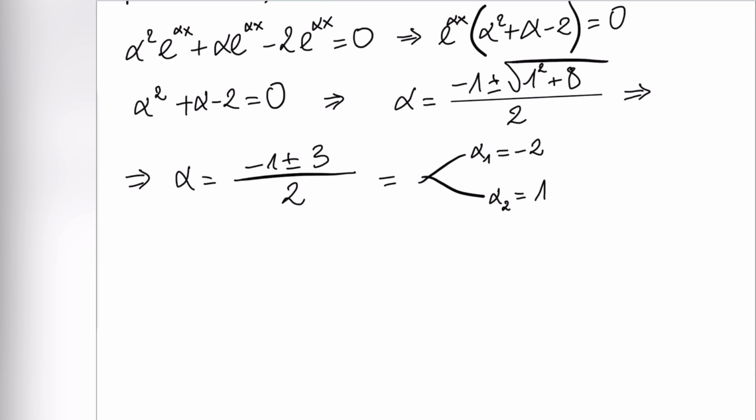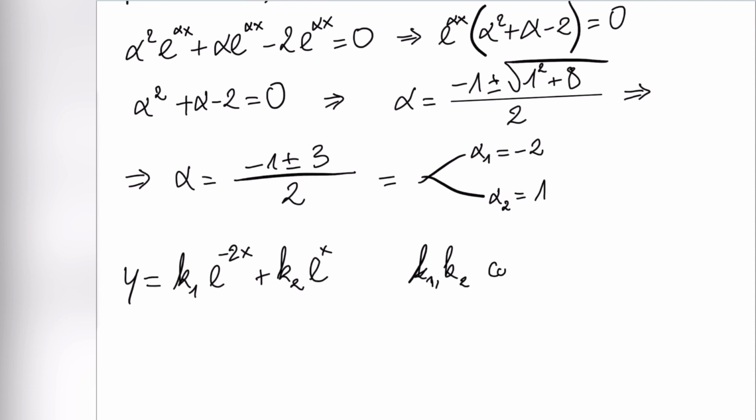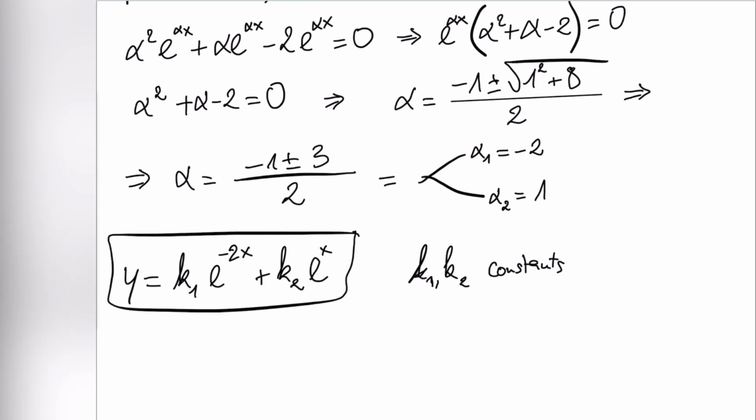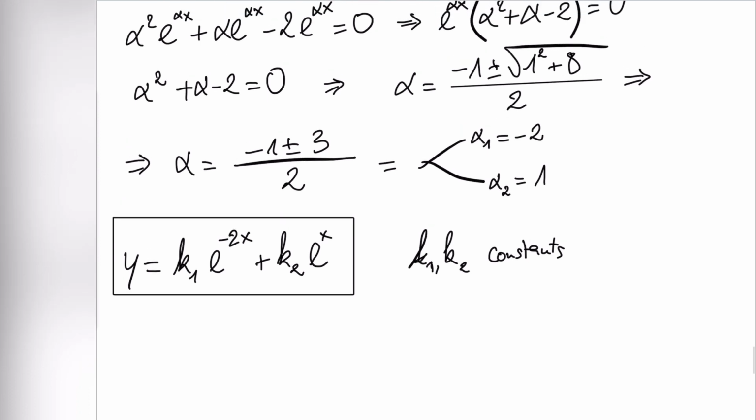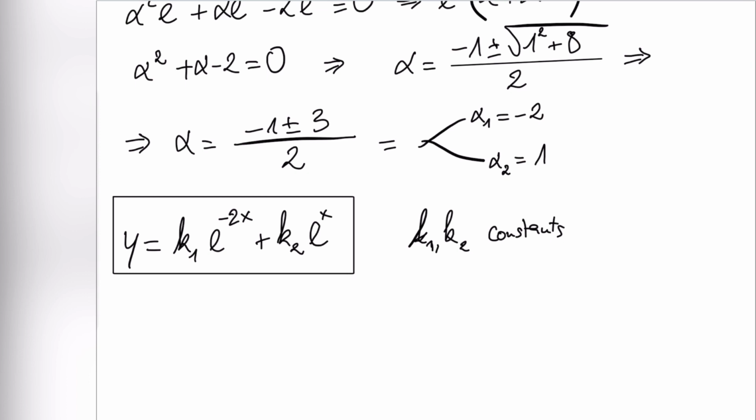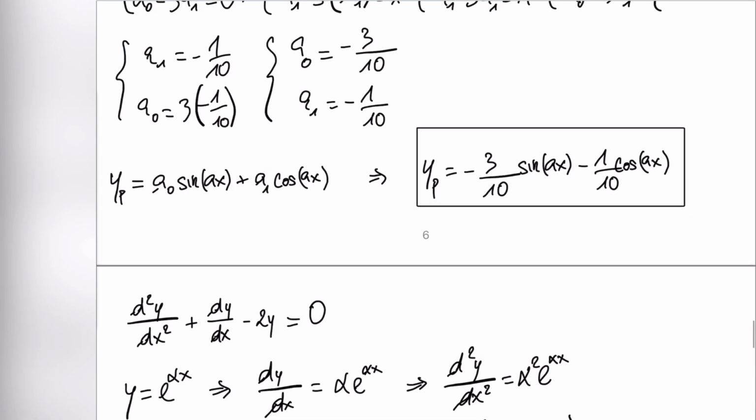So the general solution would be y is equal to k1 e to the power alpha 1, which in this case is minus 2x, plus k2 e to the power alpha 2 x. Alpha 2 is 1, so x, where k1 and k2 are constants, right? So this is the general solution of the homogeneous equation. Now the general solution of the non-homogeneous equation would be the sum of this general solution and the particular solution that we have found here.